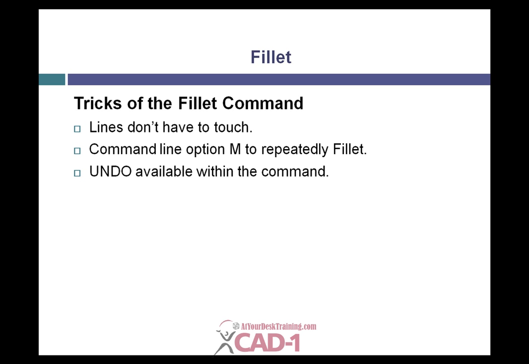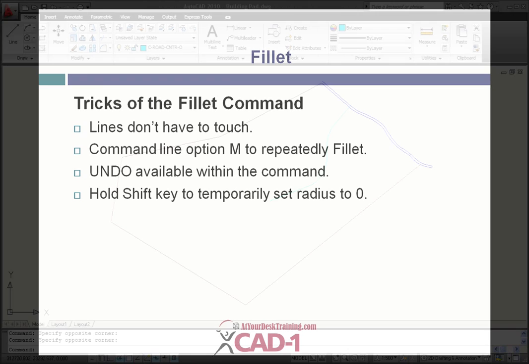Many people use the fillet command with a radius of 0 in lieu of the trim and the extend commands. There's a little known trick in the fillet command that can assist you with this. If you hold the shift key down while you're selecting the lines you want to fillet, it will temporarily override the radius value and set it to a value of 0. Let's go ahead and see this in action now.